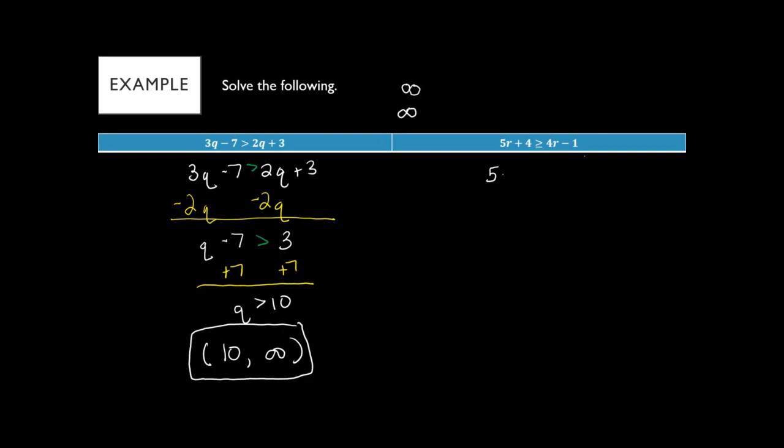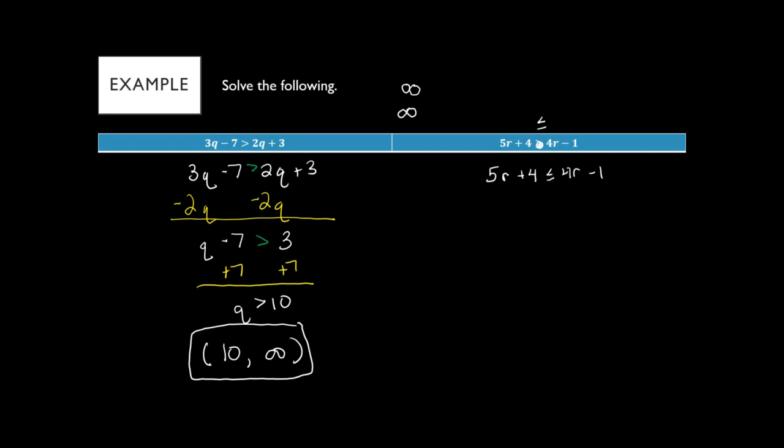So let's look at what we have on the right. We've got 5r plus 4. Man, all of these symbols are greater than or equal to. I'm just going to change this one to a less than or equal to just so we have some variety here, because we haven't done that symbol yet. So I'm going to just change the symbol just for variety's sake. So we've got 5r plus 4 is less than or equal to 4r minus 1.